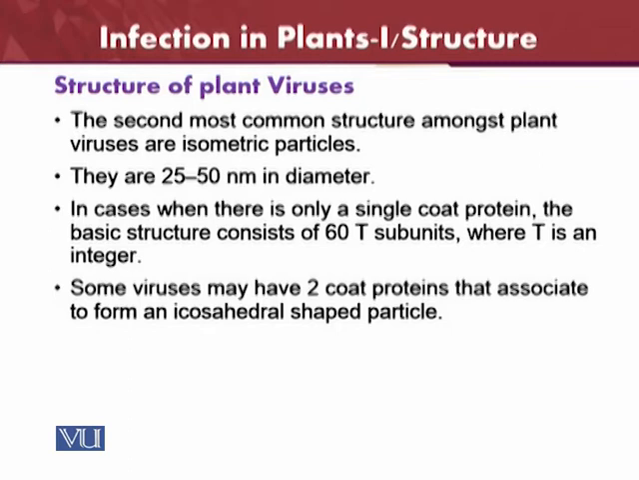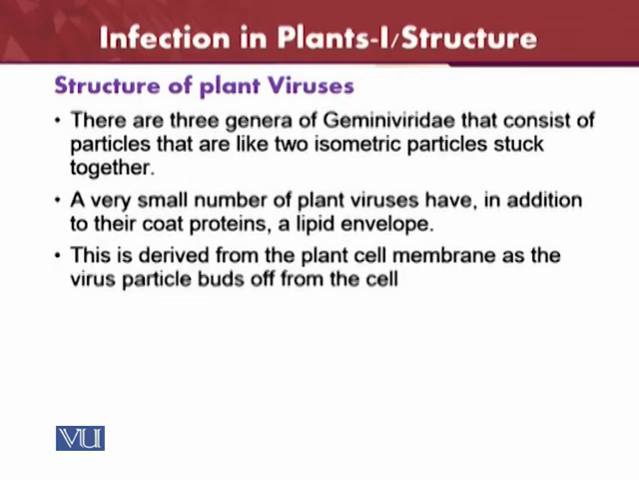In cases where there is only a single coat protein, the basic structure consists of 60 T subunits, where T is an integer. In this way, in the isometric viruses, some viruses have two coat proteins, and some have one coat protein, that associate to form an icosahedral shaped viral particle. There are three genera of the Geminiviridae that consist of particles that are like two isometric particles stacked together.